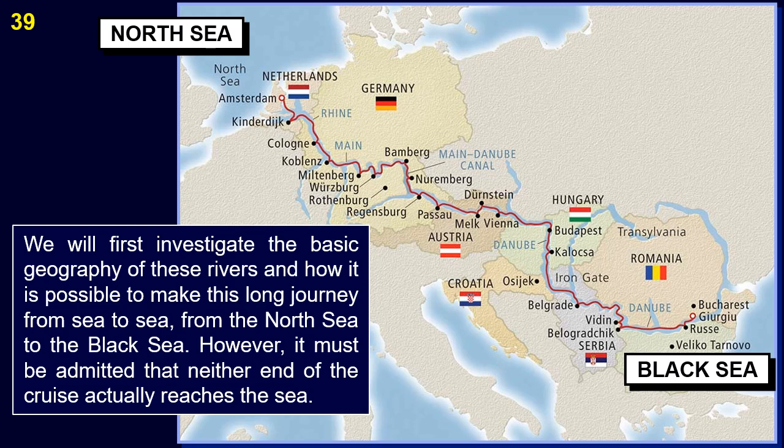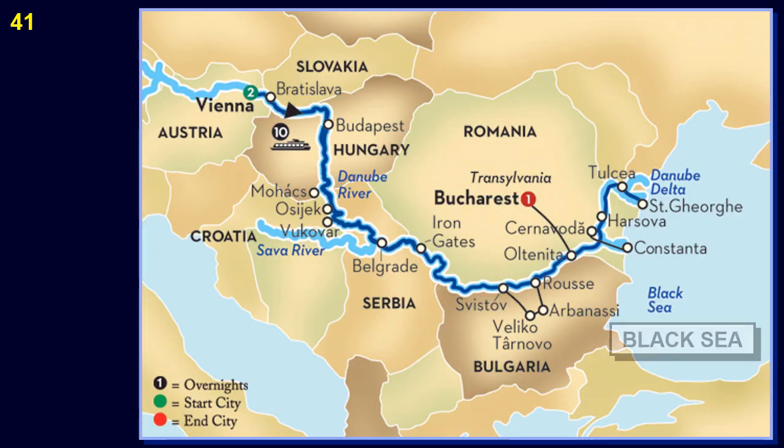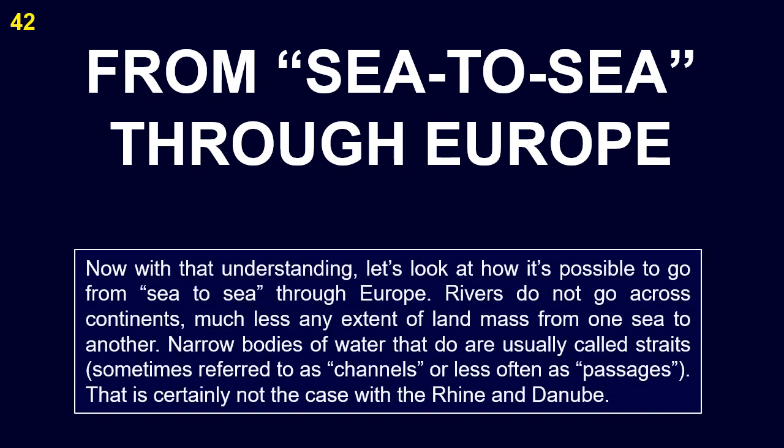However, it must be admitted that neither end of the cruise actually reaches the sea. Amsterdam is not actually on the Rhine and is close to, but not on the North Sea. And Bucharest is not on the Danube, although cruises do reach the Danube Delta at the shores of the Black Sea. Now with that understanding, let's look at how it's possible to go from sea to sea through Europe.